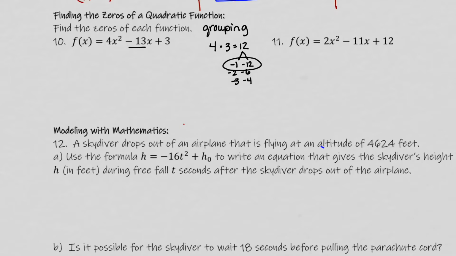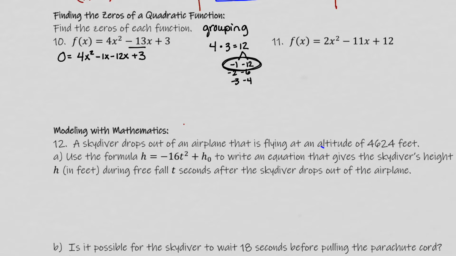Because I don't know how this 4 in front of x squared is going to end up in my parentheses, I'm going to leave it there. I know this is going to equal 0, so 4x squared. Now instead of writing minus 13x, I know the factors are -1 and -12, so I'm going to have minus 1x minus 12x and then plus 3.